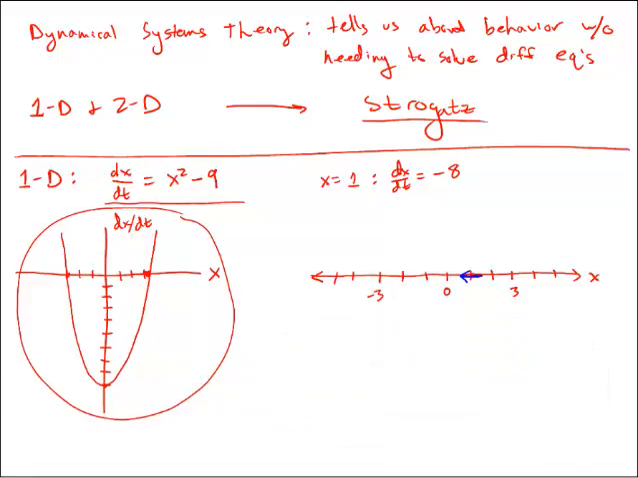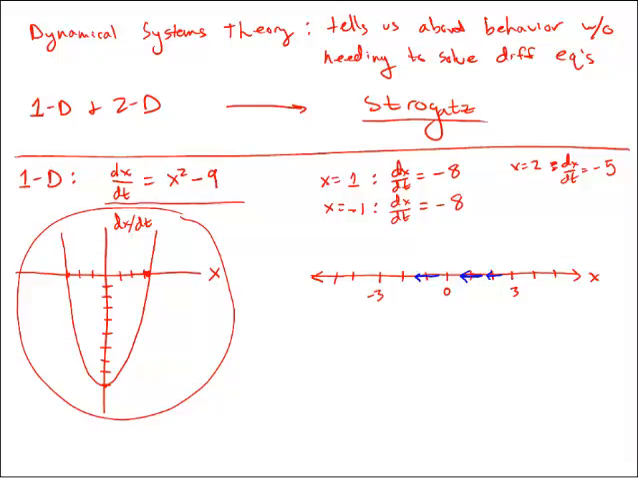All right, what about when x equals minus 1? Well, this is a symmetric equation, right? So dx/dt is also going to be minus 8. So at minus 1, we'll have the same arrow that we had at x equals 1. What about when x equals 2? 2 squared minus 9 is minus 5. So dx/dt equals minus 5. So again, we'll draw an arrow pointing to the left, but it won't be quite as long as the arrows at x equals 1 and x equals minus 1.